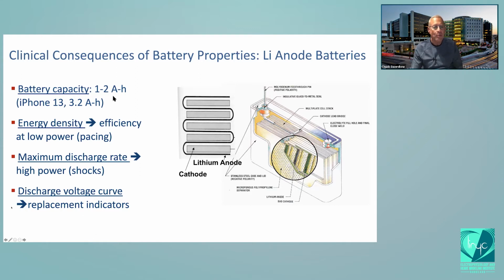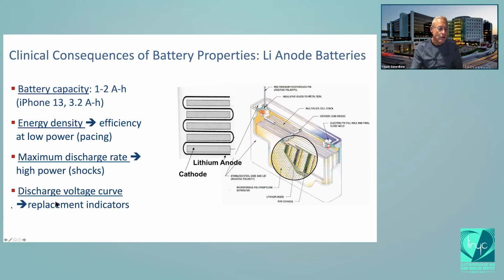When we think about a battery, in addition to its capacity, we think about the energy density. This tells us how efficient it is at low power for pacing and how big a battery you need. The other thing we care about is how quickly you can pull electricity out of it. Some batteries are super efficient for storing chemical energy, but you can't get energy out of them rapidly. And if it takes you 5 minutes to deliver your shock, the patient's going to be dead.